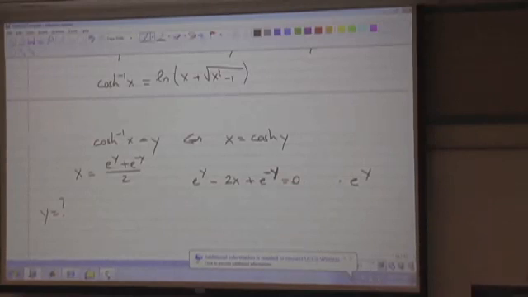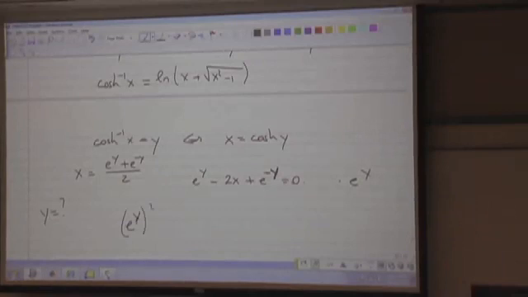What happens if you multiply by e to the y both sides? You end up with e to the y quantity squared. I'll write it in this fashion so you actually see where it's coming from. Minus 2x e to the y plus 1 is equal to 0. Right?